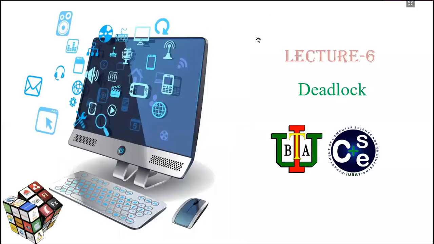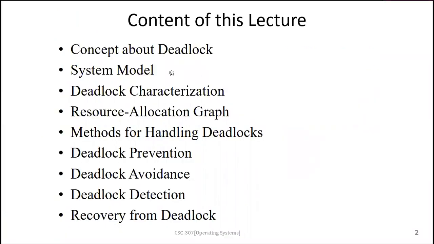In lecture 6, we'll talk about a concept called deadlock. First we'll discuss what a deadlock is, then how we can identify deadlock and solve it. The basic concepts are: system model, deadlock characterization, resource allocation graph, and methods for handling deadlock: deadlock prevention, avoidance, detection, and recovery. So this chapter is all about deadlock.